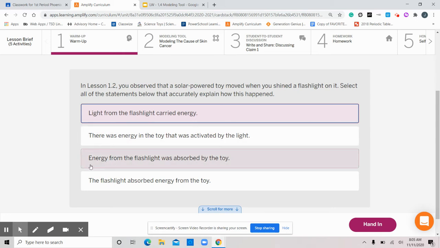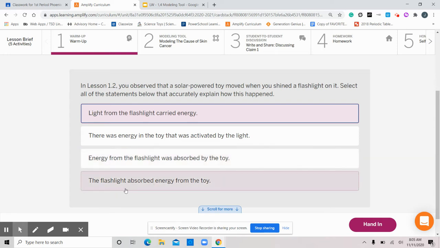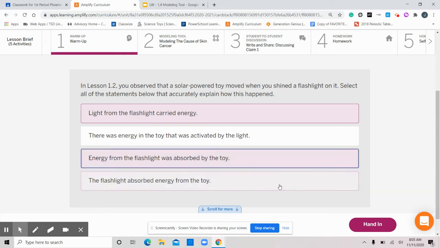And we know that energy from the flashlight was absorbed by the toy because whenever light is absorbed, that's when we see a change. And we saw a big change when that solar powered toy started gyrating incredibly fast. The flashlight absorbed energy. Did the toy send energy to the flashlight? No. So these are our two correct. Make sure you push that hand in button when it is all said and done.